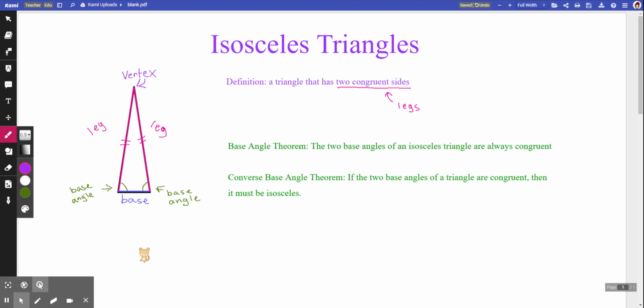One last vocabulary term. The last angle is called the vertex. So the two congruent angles are the base angles, and the third angle is called the vertex.